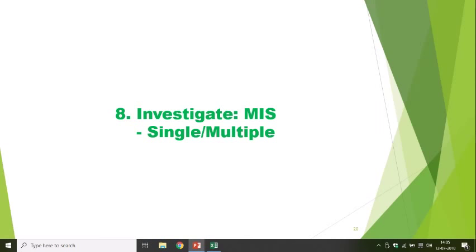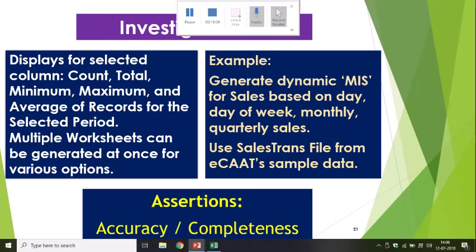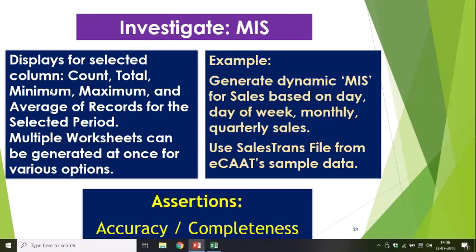Let's go to investigate. In the investigate panel, we have got MIS. We'll perform MIS. What is MIS? As you know, MIS is Management Information System. By using eCAAT, I said you can also do business intelligence or data analytics. Now this displays for the selected column the count, total, minimum, maximum, the average of records for the selected period. You can also do it for single fields. You can also do it for multiple fields.